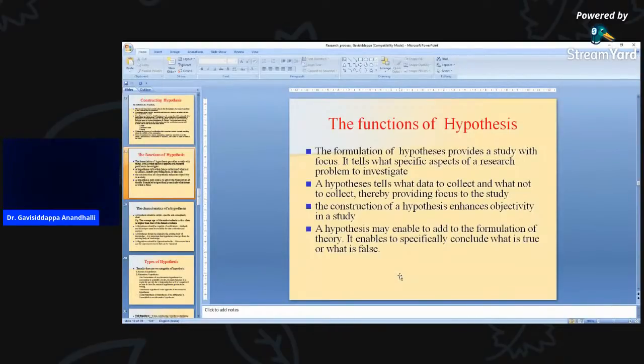Formulation of hypothesis provides a study with focus, tells what specific aspect of the research problem is to be investigated, and tells how data has to be collected, how it has to be analyzed and how the results can be drawn. Construction of hypothesis enhances the objectivity of your research. You get more clarity about the topic, you get clarity of the methodology, and it gives direction to the researchers.